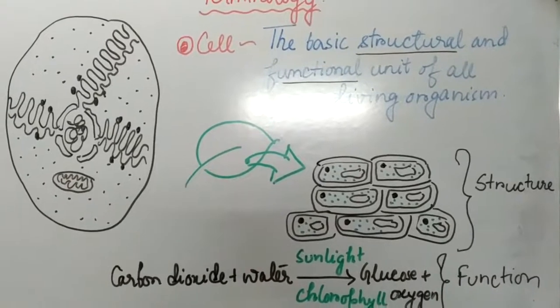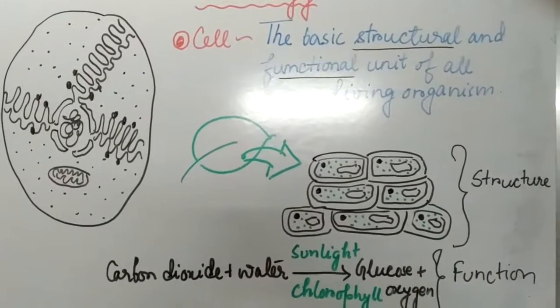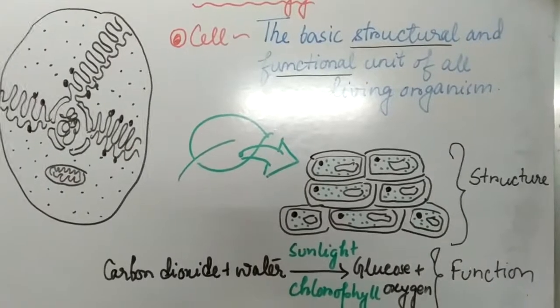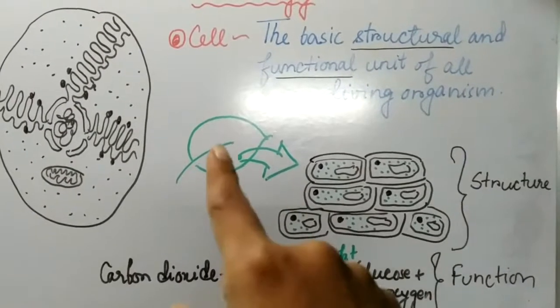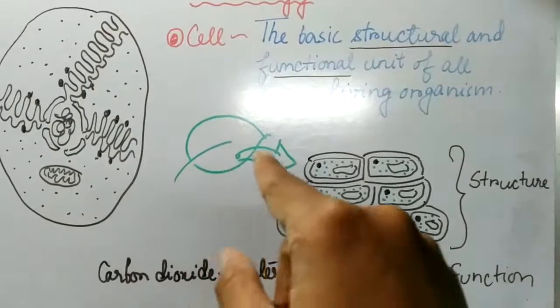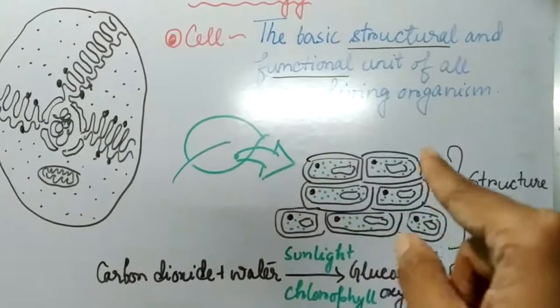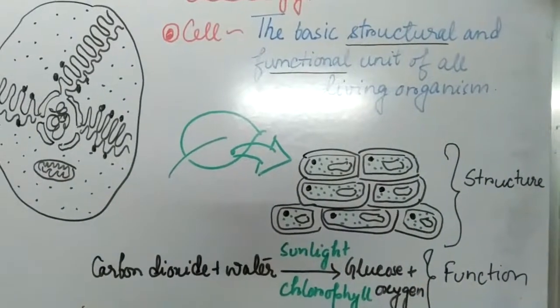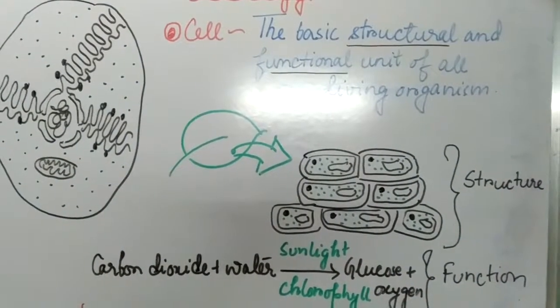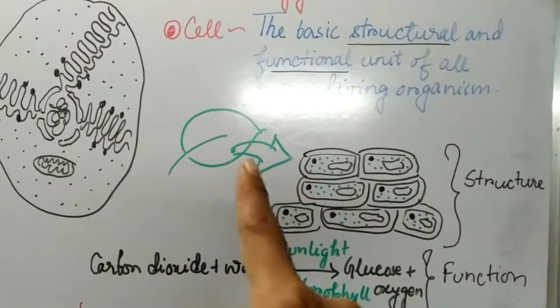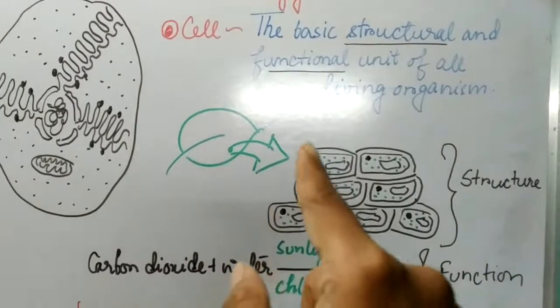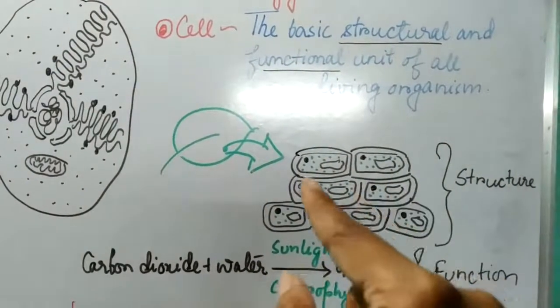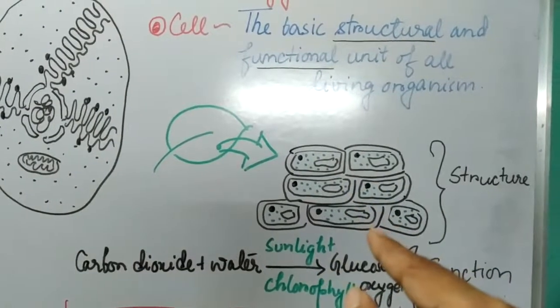Now you see, I have drawn a diagram below. I have taken a section of a leaf, and I am showing you the magnified view as it will appear within the microscope. This view I am showing you. Now you see this leaf is made up of tiny compartments like this, and this is known as the cell.